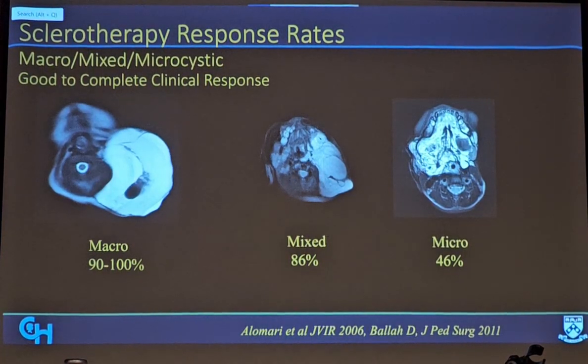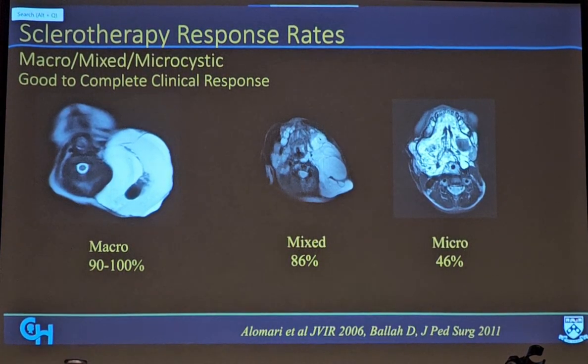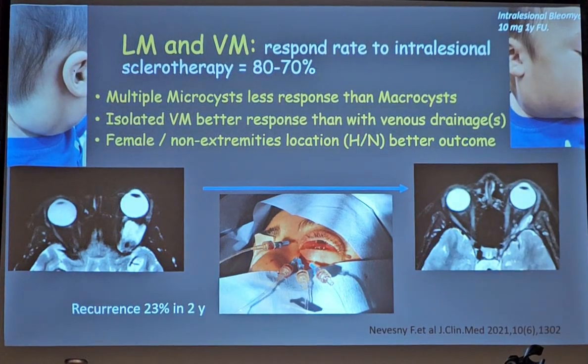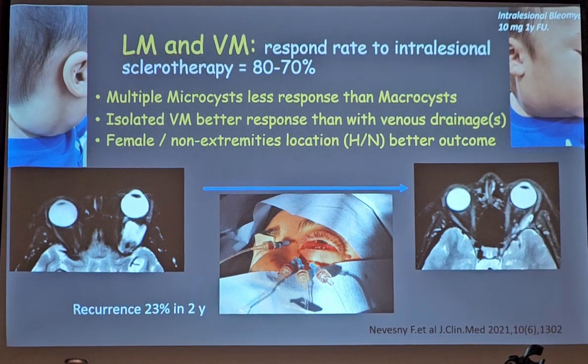So there is this sclerotherapy response. Usually the macrocystic have a 90 to 100% response, while the microcystic has a little bit 50% response. So we know that we can do it in every single location. When it's around the orbit, we always work with the ophthalmologist. You can notice that most of the time we don't inject through the conjunctiva.